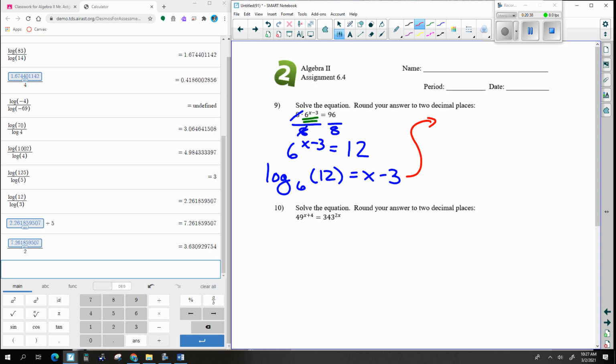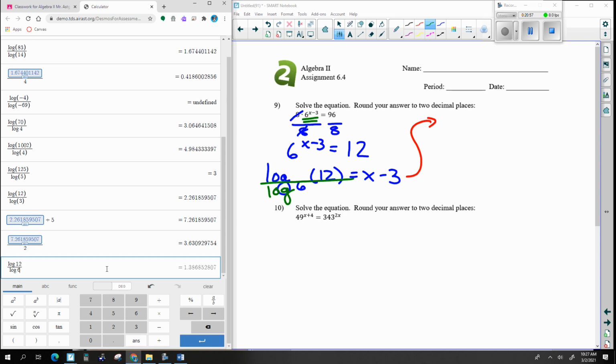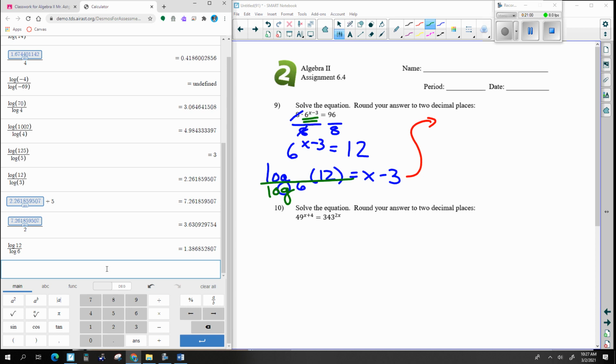So log, again, I'm kind of assuming that you know it right now, but if this is a base 6, this would be log 12 over log 6. I add 3 to isolate the x, so I add 3.